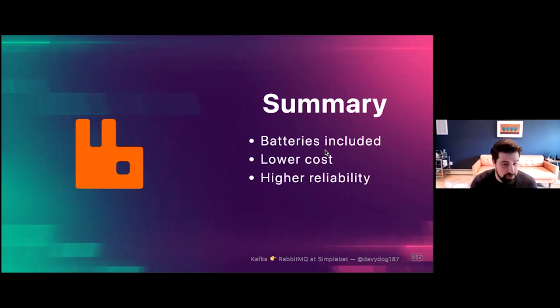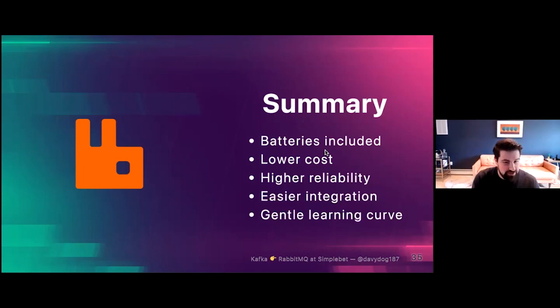Found it to be higher reliability. Because you're deploying less services, there's less to worry about going down. Integration was easier through the familiar AMQP standard. And the learning curve was gentle. You really don't need to know a ton about the inners of RabbitMQ to get started with Rabbit. If you're comfortable with the concept of queues and publishing data, and you know how to read simple serialization formats, it's going to get you really far.